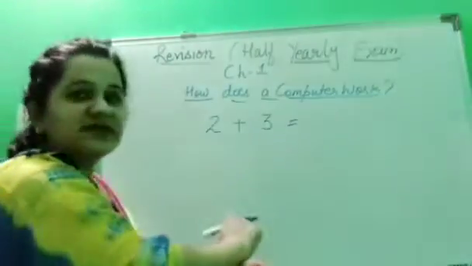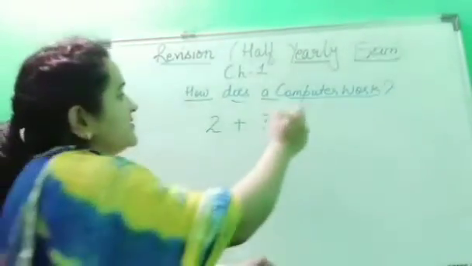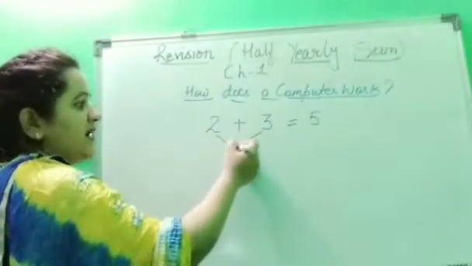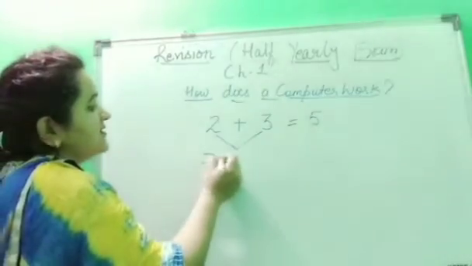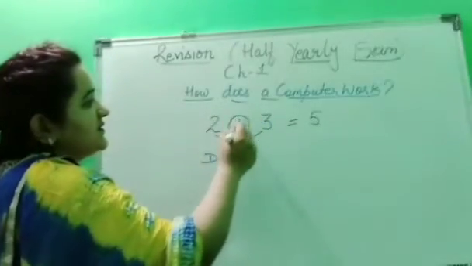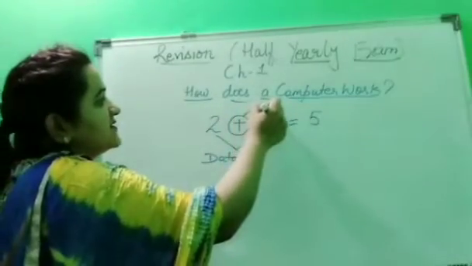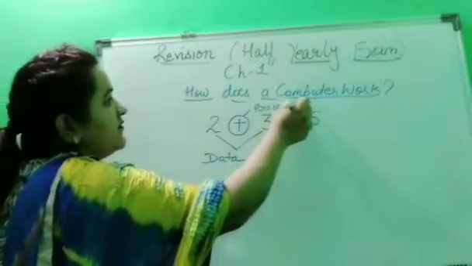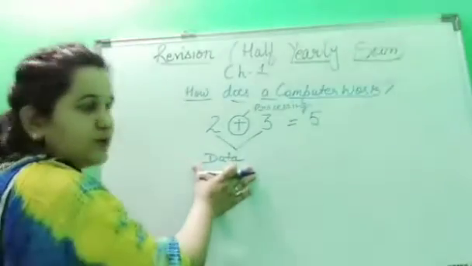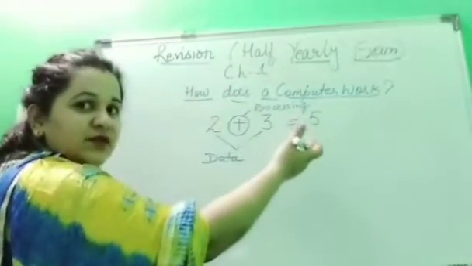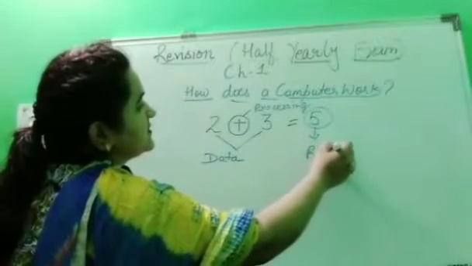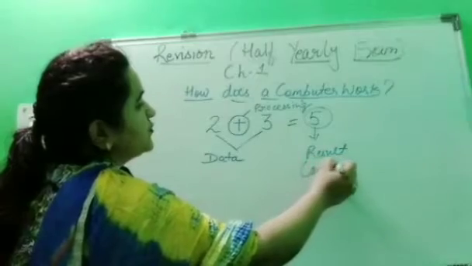What would be the result? 2 plus 3 is equal to what? Yes children, 5. So 2 and 3 are what? These are the data. And what is this? This is the process. Processing is done in the form of addition. And after this data is given to the computer, processing is done, then we get what? We get the result. This is what? This is the result or the output.